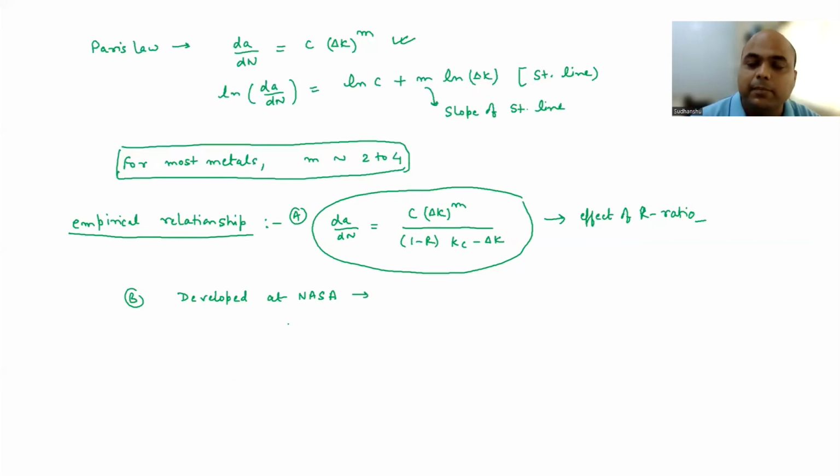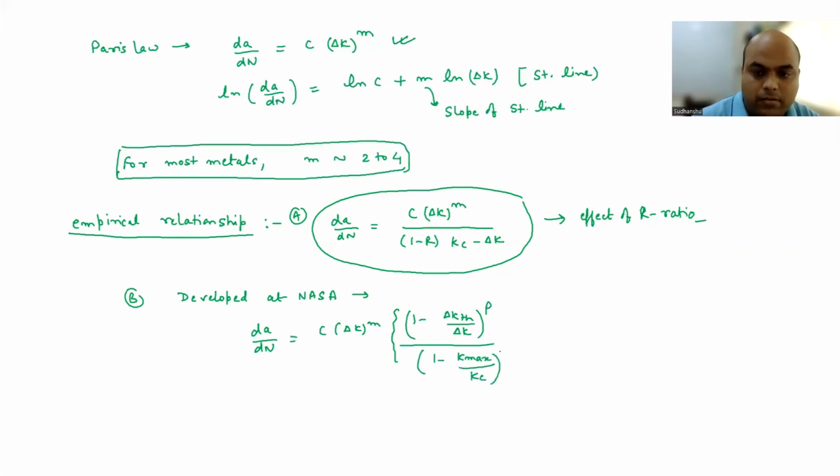So Paris law, if you remember, is valid for region 2, stage 2, right? So this one equation, which is dA/dN equals C ΔK to the power n, is what Paris law is. Then we have addition of some terms with respect to ΔK threshold and KC. Okay, where p and q, C, m are material constants.